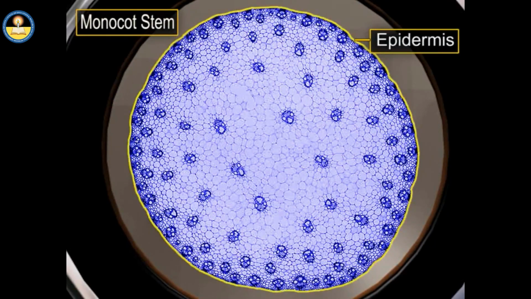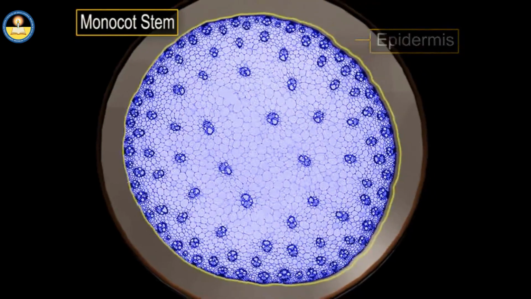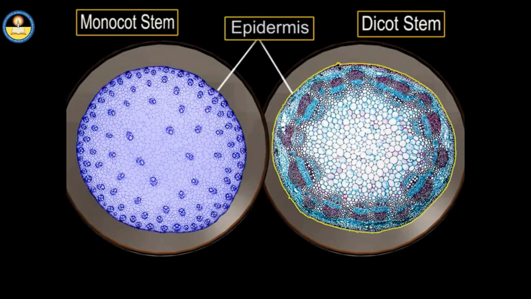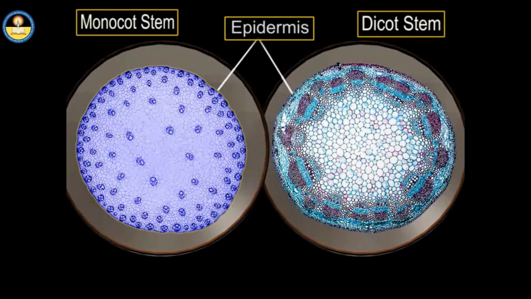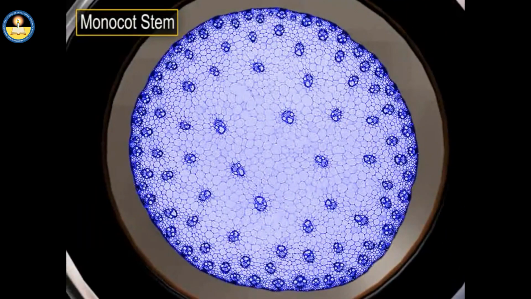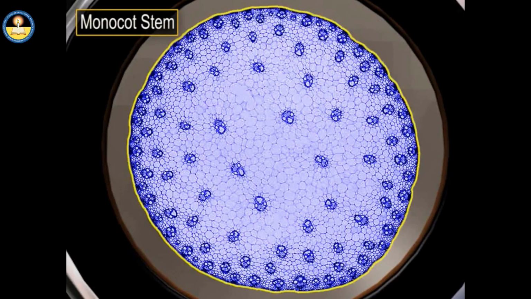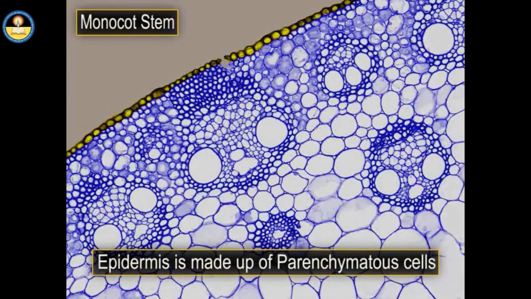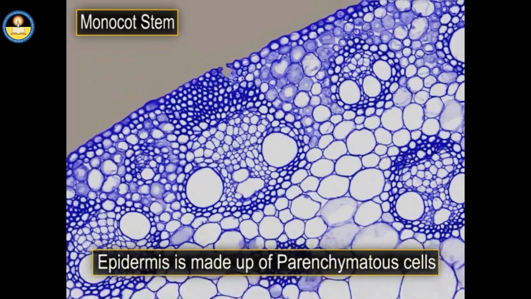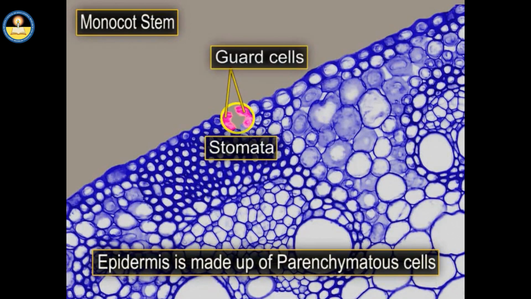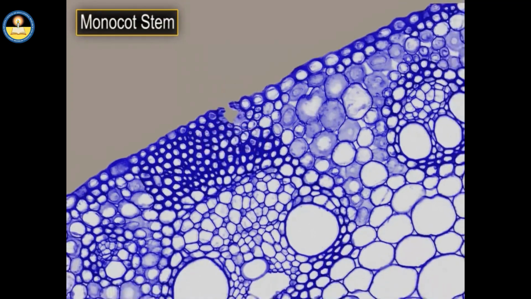Epidermis. The structure and functions of this tissue are the same as those of the epidermis of the stem of a dicotyledonous plant. The epidermis is the outermost covering and is represented by a single layer of compactly arranged, barrel-shaped parenchymatous cells. The walls are slightly thickened and covered with a thin waterproof layer called the cuticle. Stomata with guard cells are found in the epidermis.